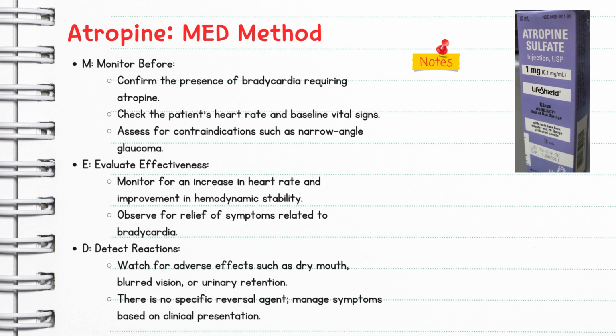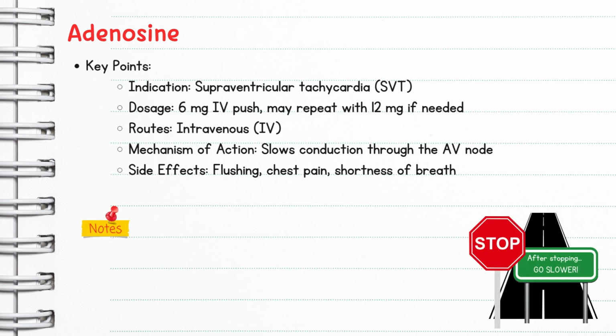So no reversal agent. So adenosine, remember it looks like a sign, adenosine. We use this for SVT, okay? So first time we're going to give 6 milligrams IV push. This is the one, remember, that you give it and it stops the heart rate completely for a second or two. And then hopefully it starts beating afterwards at a slower rate, not as fast as it was before. If that 6 milligrams doesn't work, we're going to give 12 milligrams if needed, okay? This is IV rapid push. And that's going to slow the conduction through the AV node, okay?